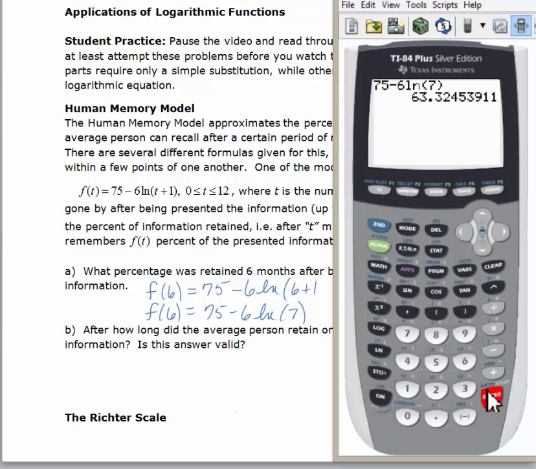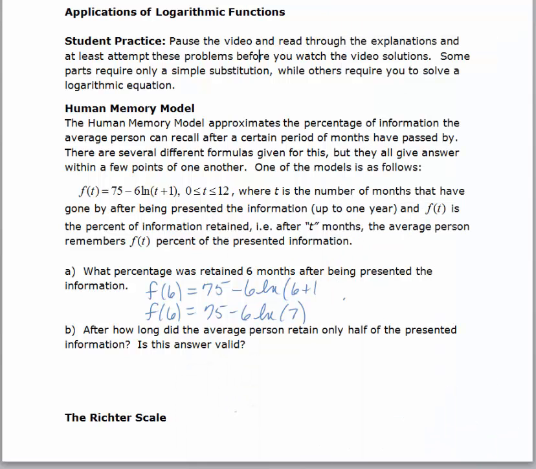Let's round this to the nearest whole number. So f of 6 is approximately 63%. So approximately 63% of the information is retained after 6 months. All right, now let's look at part B. After how long did the average person retain only half of the presented information? And then once you get your answer, the question is, is this answer valid?